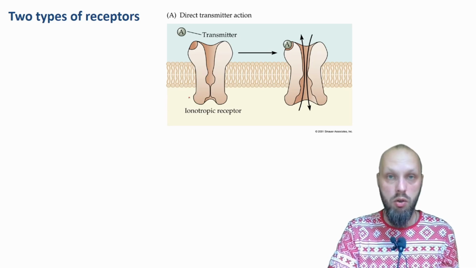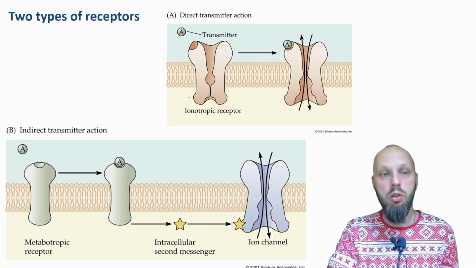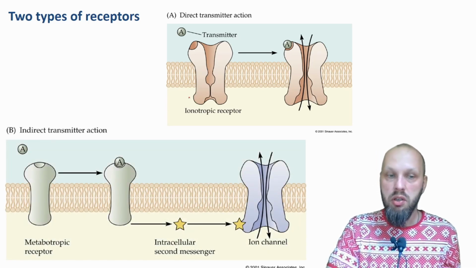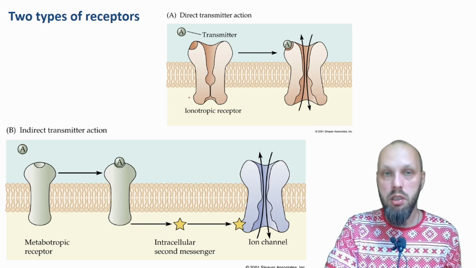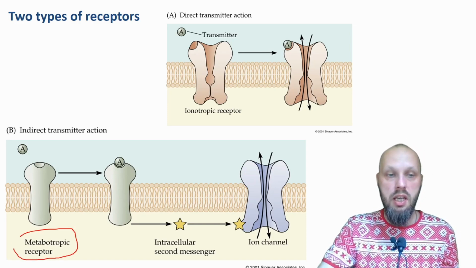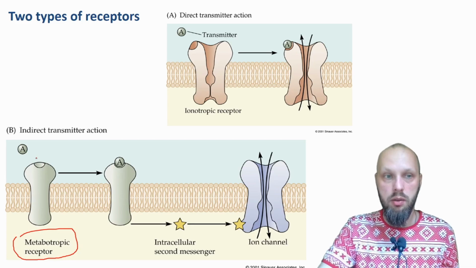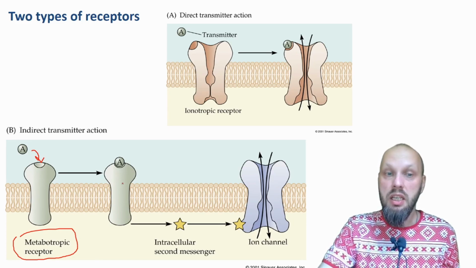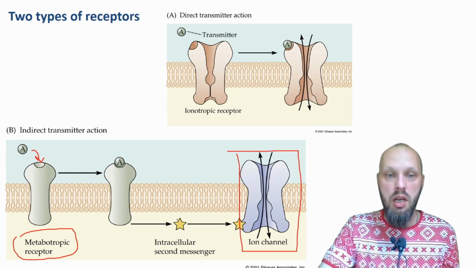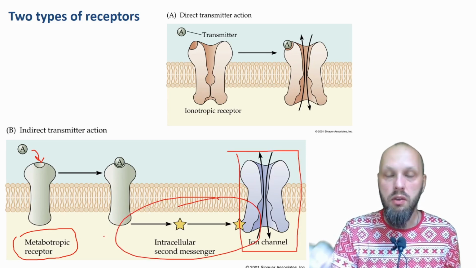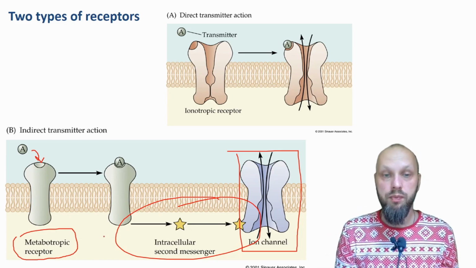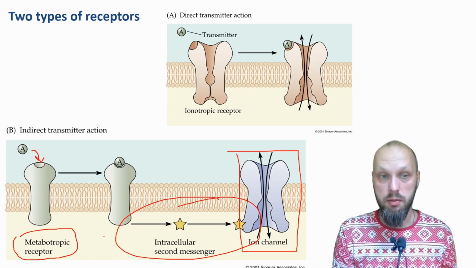And then something interesting will happen in the postsynaptic cell now, right? There is also another option, and it's called indirect transmitter action or metabotropic receptors. So in this case, the receptor is not a channel. The receptor is just a receptor. It catches at some point the neurotransmitter, it senses it, but it is not a channel. The channel is sitting separately somewhere in a different part. And the way they communicate is via other chemicals called intracellular messengers.